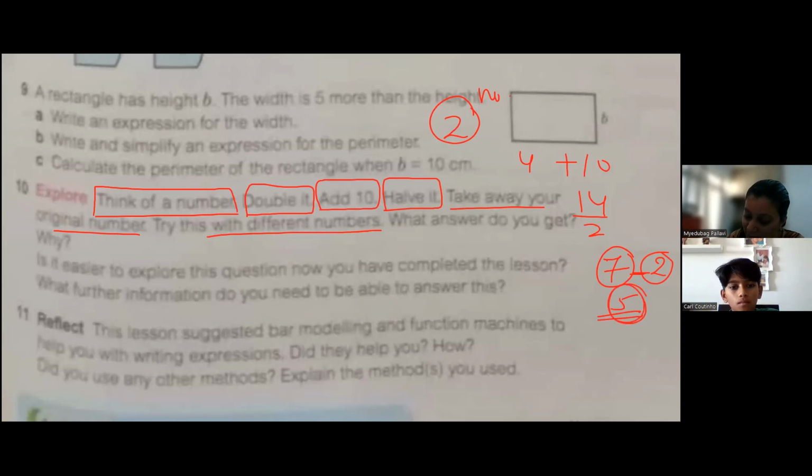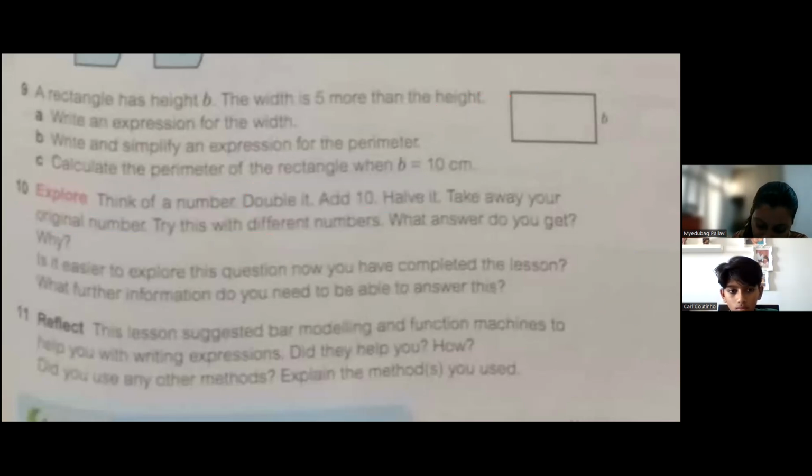Okay, let's try it with some other number now. Just remember your answer, that we were getting 5. Tell me any other number. 10. Okay. This is the first step. Double it. If we double it, 10 into 2 is 20. Then the next step is add 10. So 20 plus 10 will be 30.